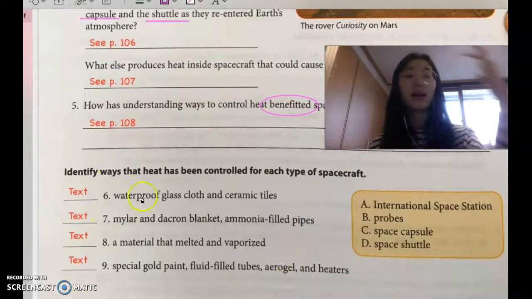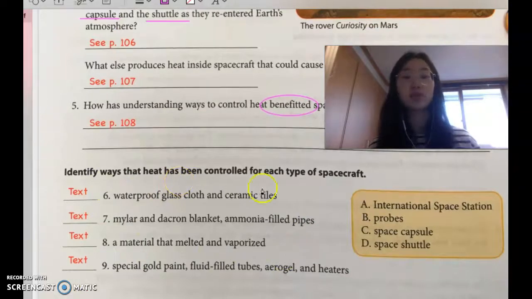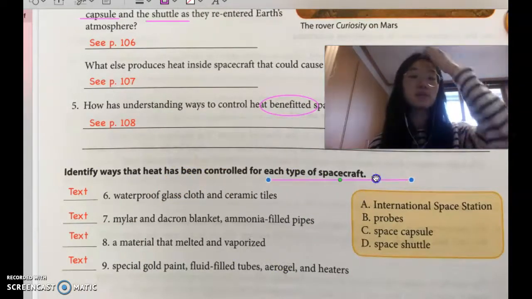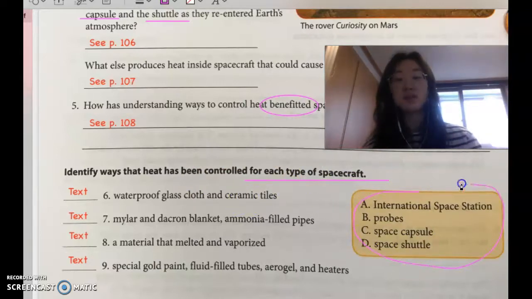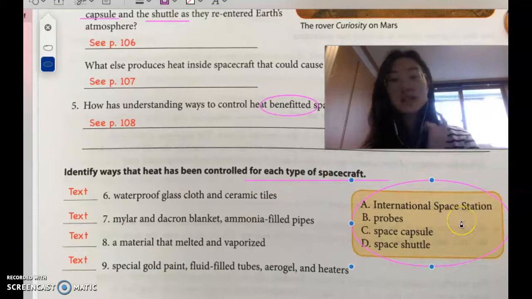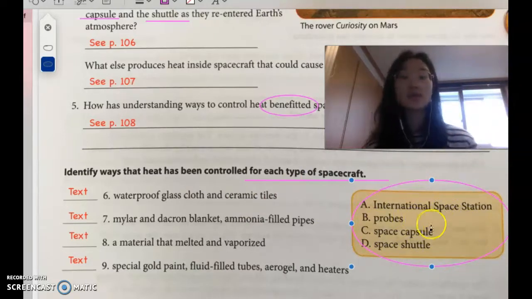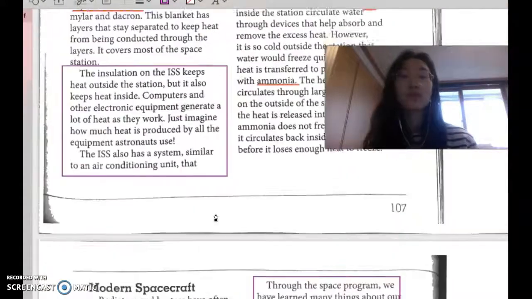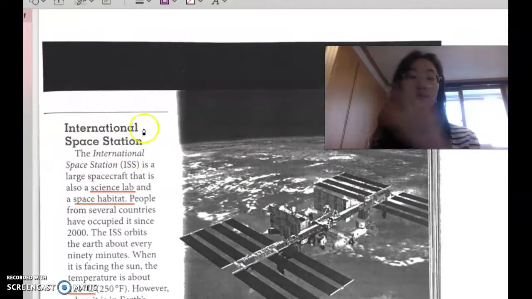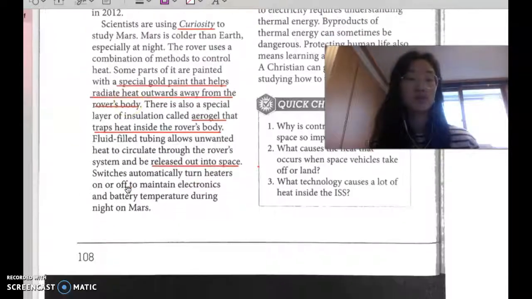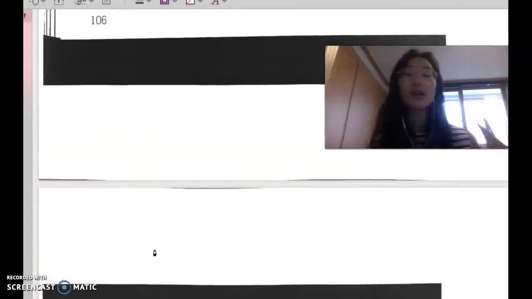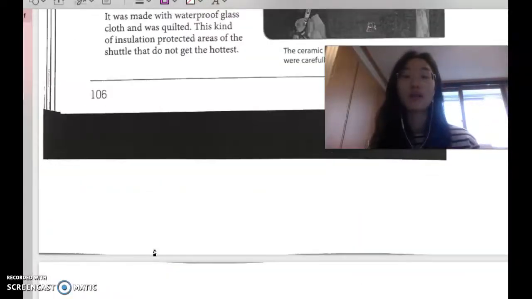In the second part, identify ways that heat has been controlled for each type of spacecraft. So we talked about the 4 different types here: International Space Station, the ISS, probes, space capsule, space shuttle. And these are the ways that heat has been controlled. So just go back to the reading. This one is ISS. This one talks about probes. That's page 108. All the answers you need are in pages 105 through 108.